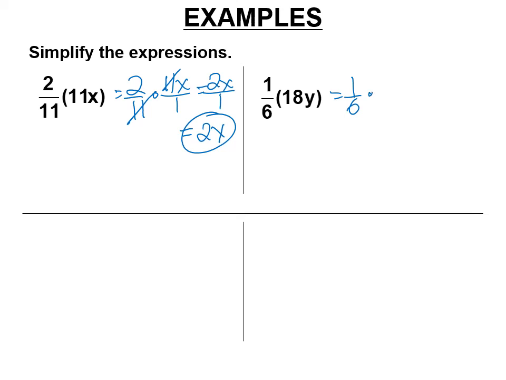1/6 of 18y. So the 18y goes in the numerator. 6 divided by 6, 1. 18 divided by 6, 3. 1 times 3y, 3y. And you can skip the 3y over 1 step.